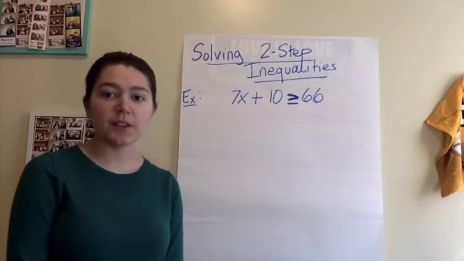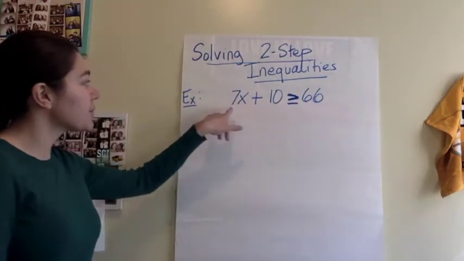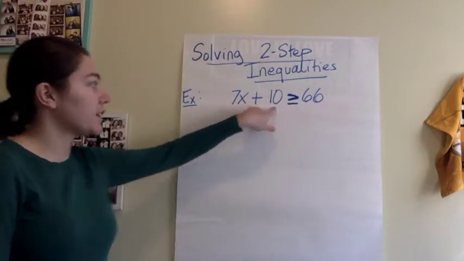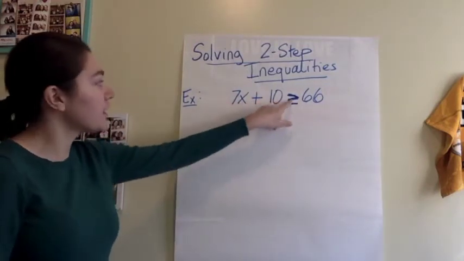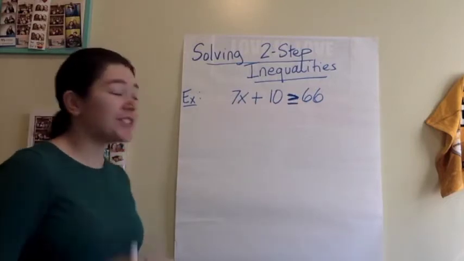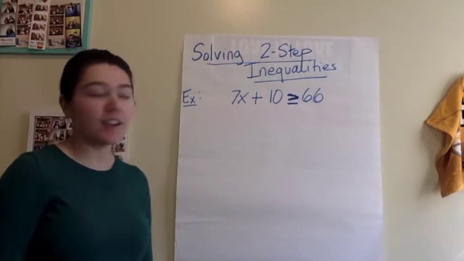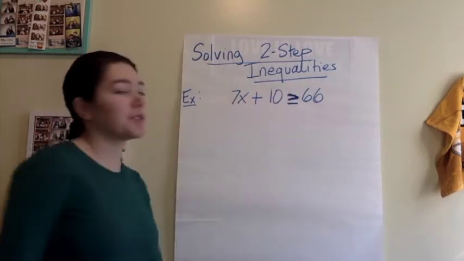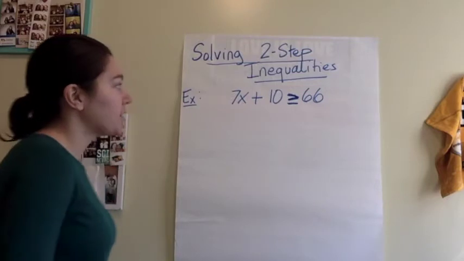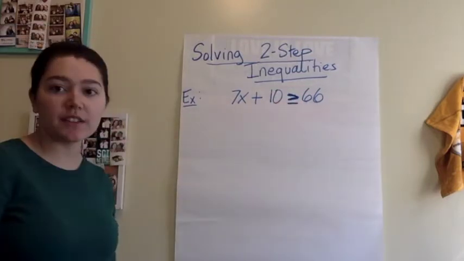In this video, we're going to be looking at examples of solving two-step inequalities. So our first example is 7x plus 10 is greater than or equal to 66. This process is just like solving two-step equations. We just have to be careful that we're using the right inequality sign. So I have 7 times x plus 10 is greater than or equal to 66.